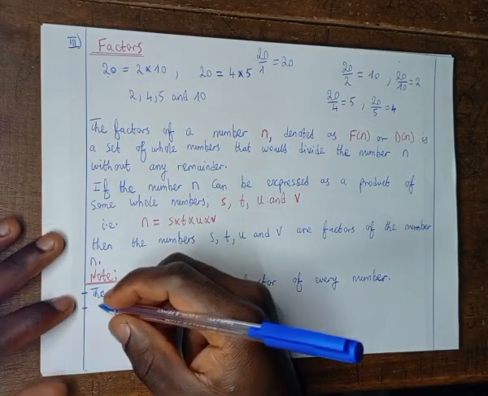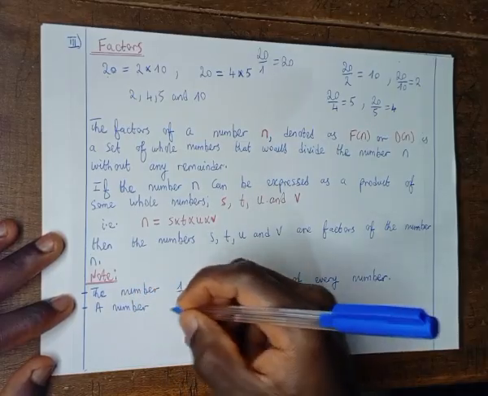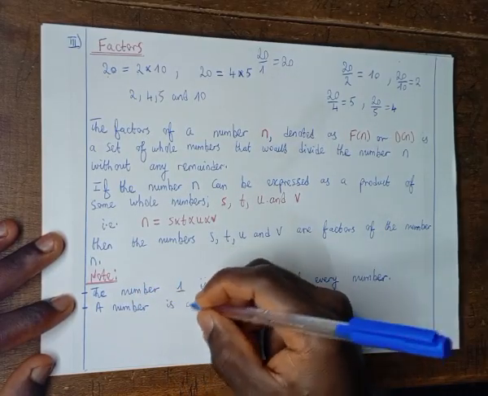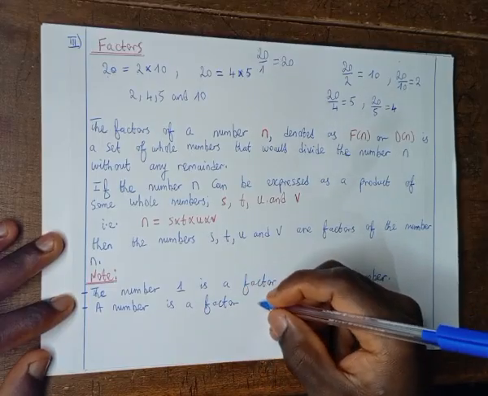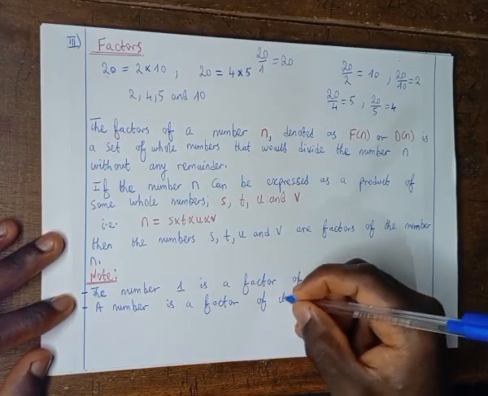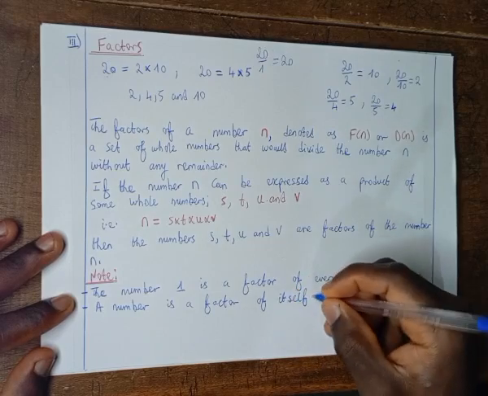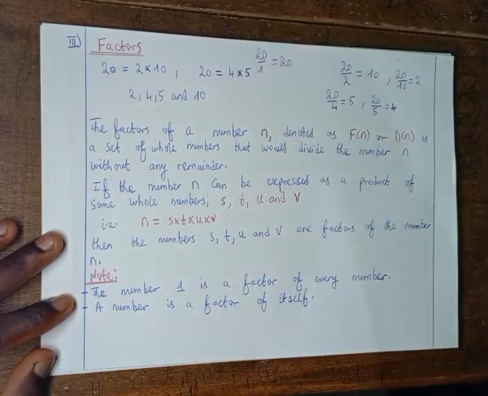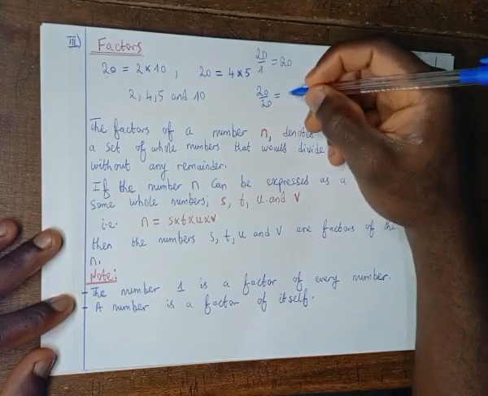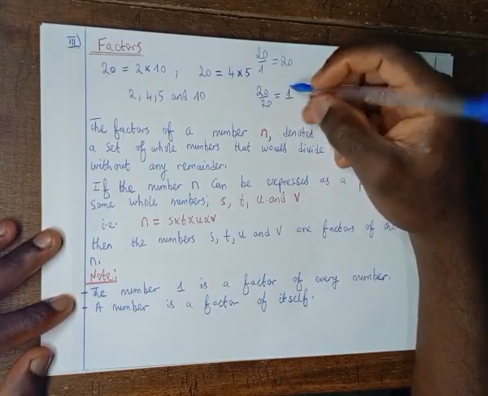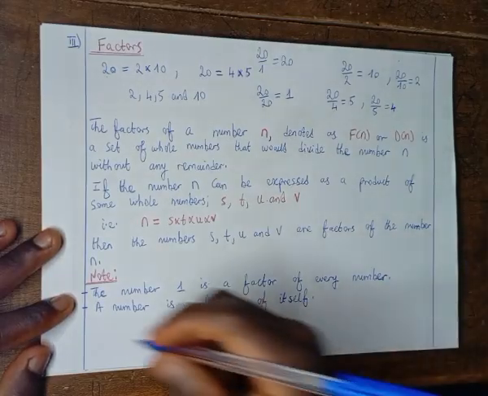Next, a number is a factor of itself. Looking at this example here, take for example 20. If you divide 20 by 20, it gives us 1, which is a whole number. That means 20 is a factor of itself.